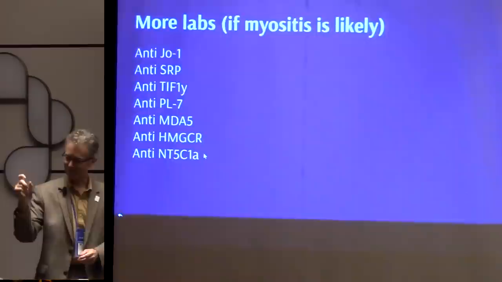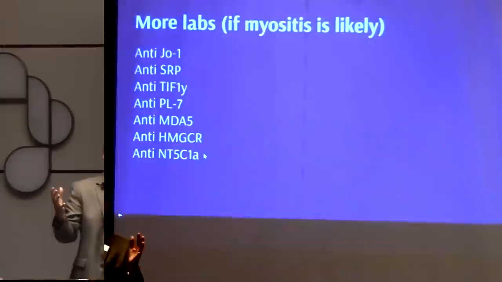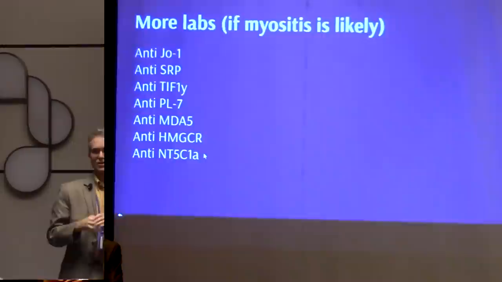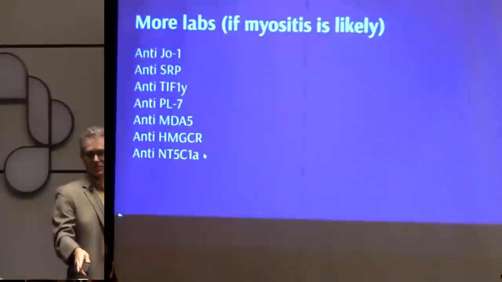So if someone has weakness here in these muscles, and they have a little elevation in the CK, and they have this antibody, you almost don't need a biopsy. We're still going to do one because if it's treatable with steroids or something, I want to treat it, but it's really likely to be IBM if you have this NT5C1A antibody.